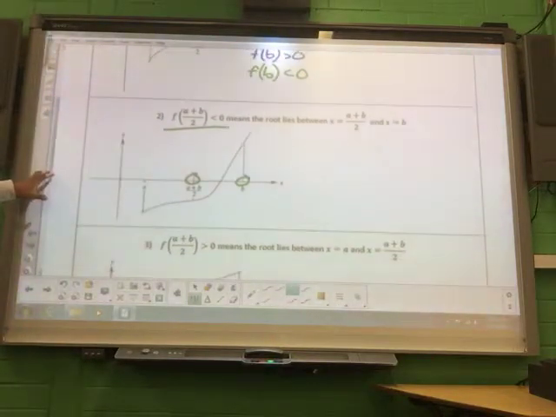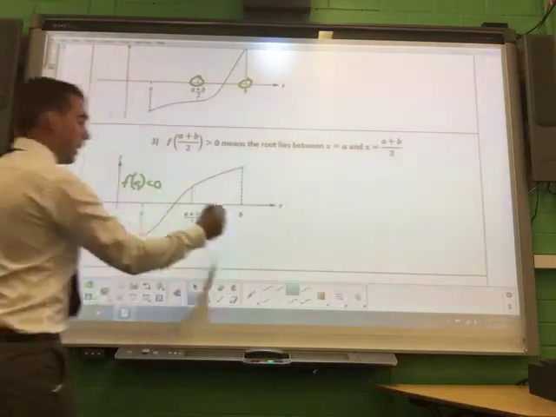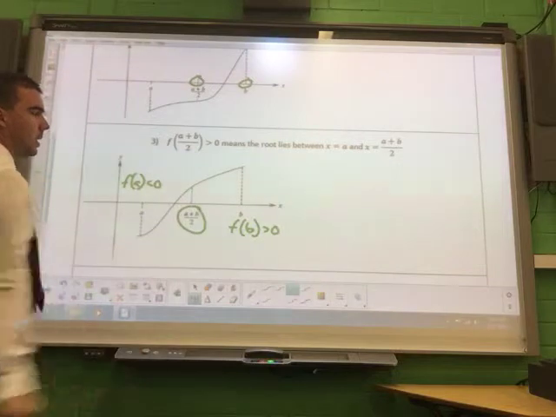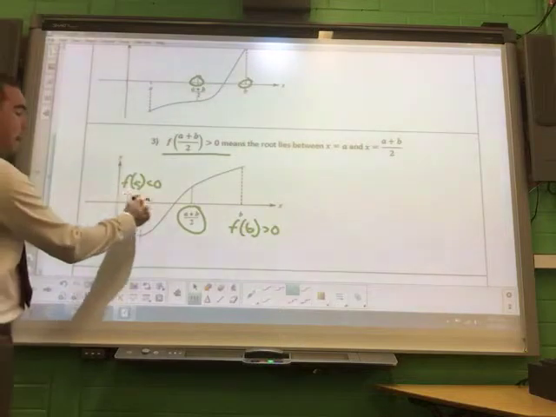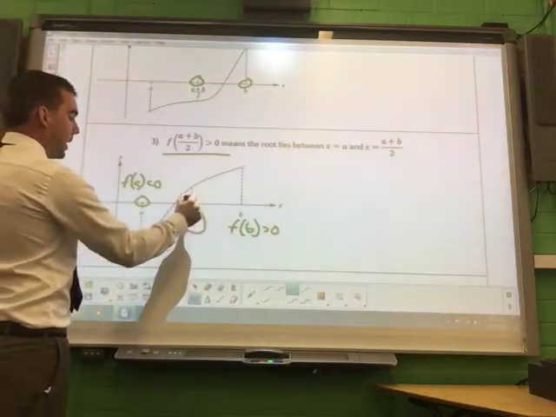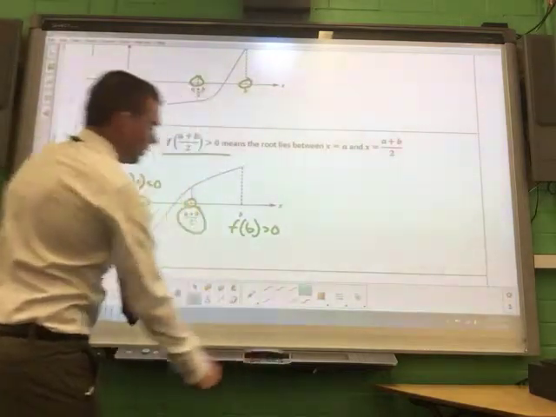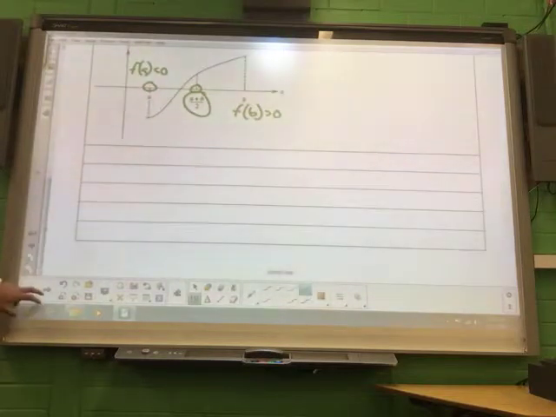So we go the other way. If I know f of a is negative and f of b is positive, and I take the midpoint here and that's also positive, then somewhere between a and the midpoint of a plus b, there's the root, because the change of sign tells you that there is at least one root in that domain. So it's really halving it and then making a better estimate of the root in there.